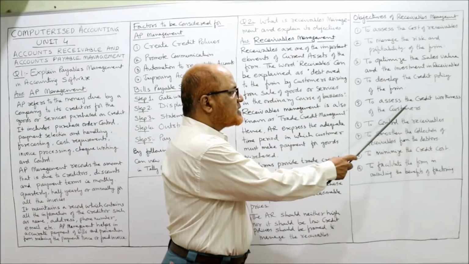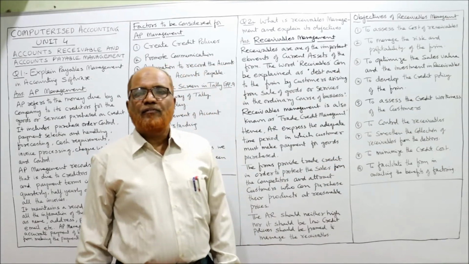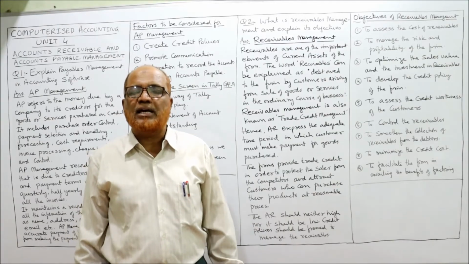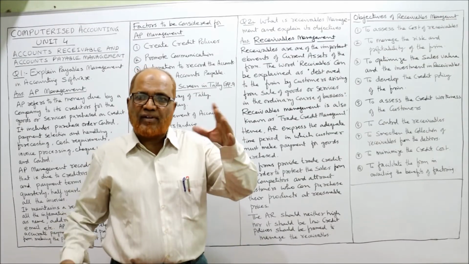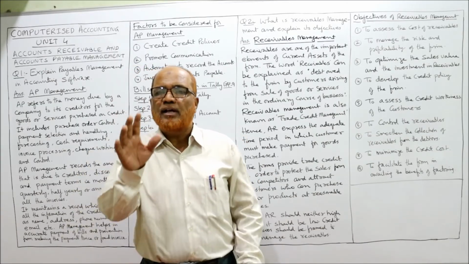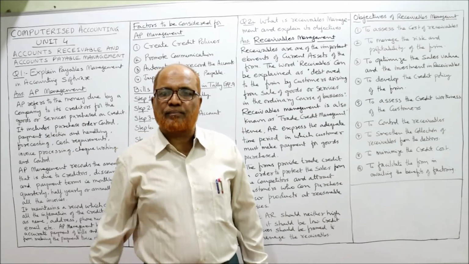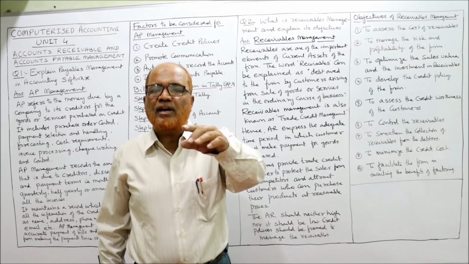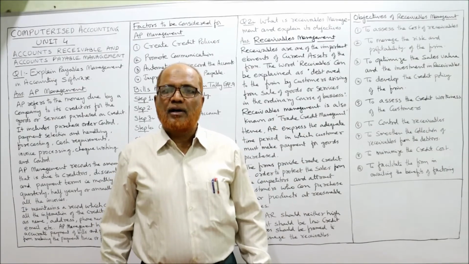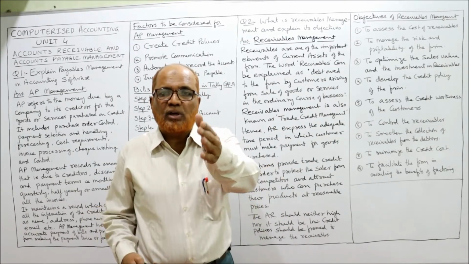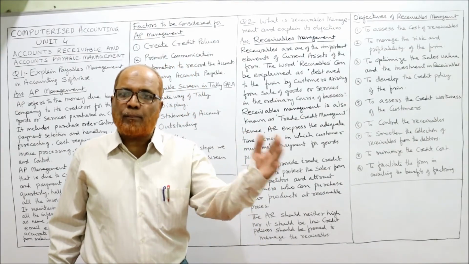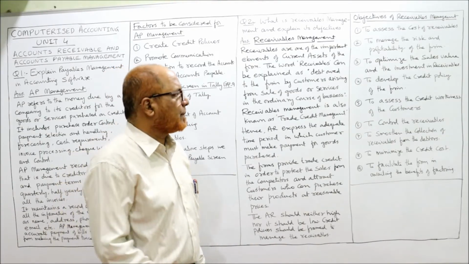Next comes to assess the creditworthiness of the customers. We cannot apply the same rule to every customer. All the customers are not equally good. Some customers are very good, some customers are delaying customers. So we should not have the same policy on every customer. For some customers, we are giving 3 months credit period. For some customers, we are giving 2 months credit period. A different credit period should be given to different customers according to their ability to pay, according to their past behavior in making the payment.